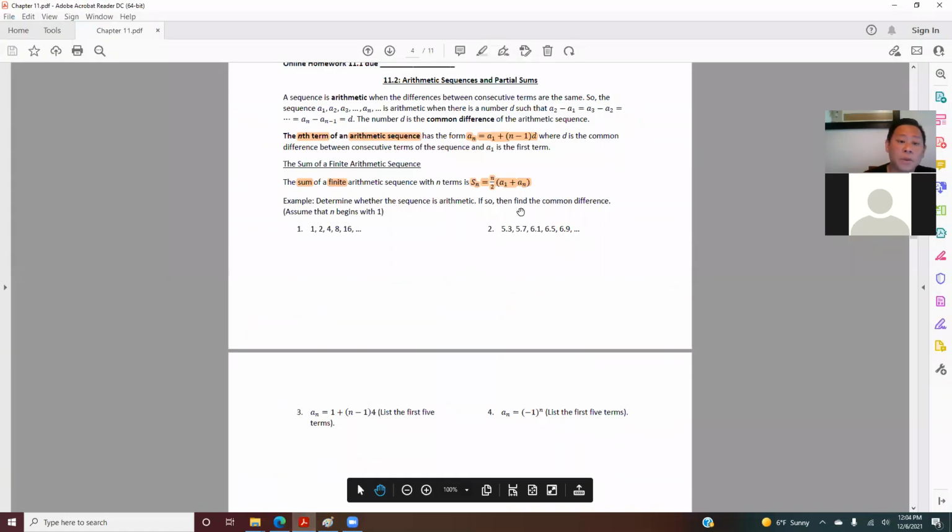We're going to continue with today's class, which is the arithmetic sequence and the geometric sequence. So what is an arithmetic sequence? An arithmetic sequence is one where the difference between consecutive terms is the same. That means you keep on adding or subtracting the same number to get the next term. That is what we call an arithmetic sequence.